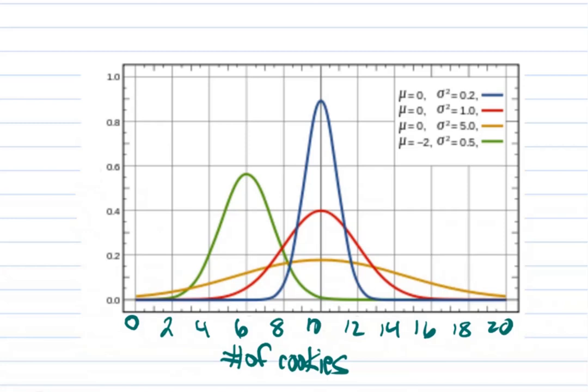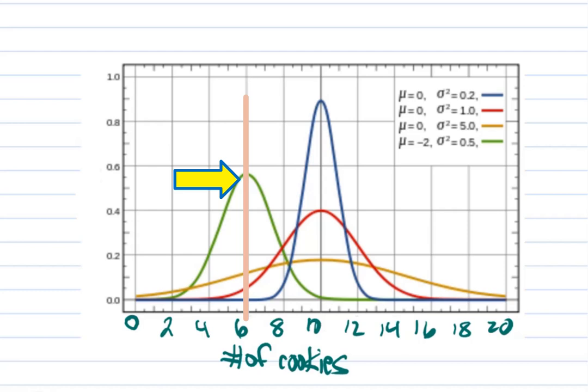I was going to look at this one right here about the cookies. This could be, they interviewed a whole bunch of people in 4 different cities. How many cookies do you eat in a normal week? In these 3 cities, the blue city, the red city, and the yellow city, the average was 10 cookies per week. In this green city, they ate only 6 cookies per week.